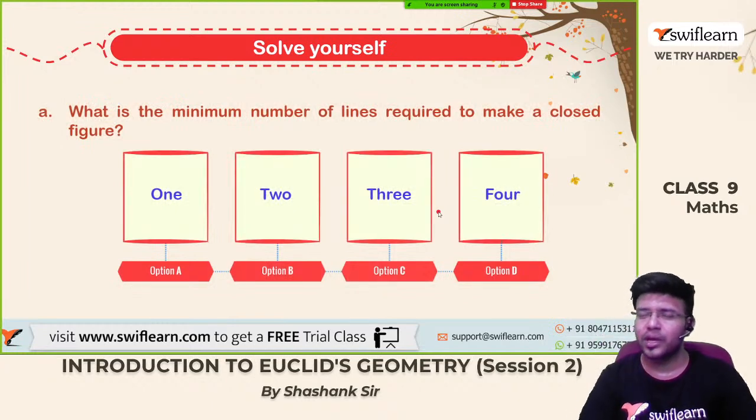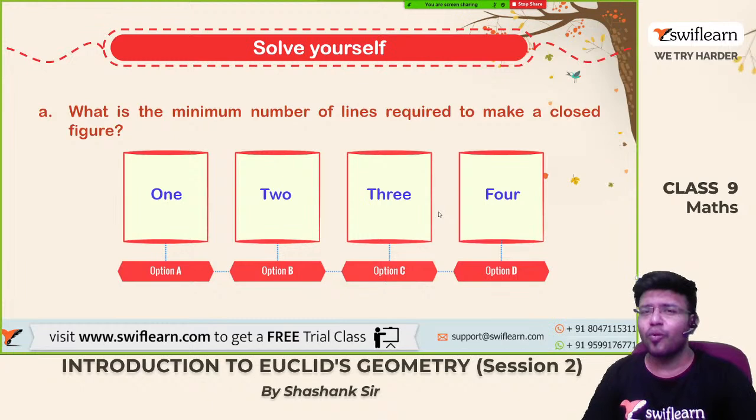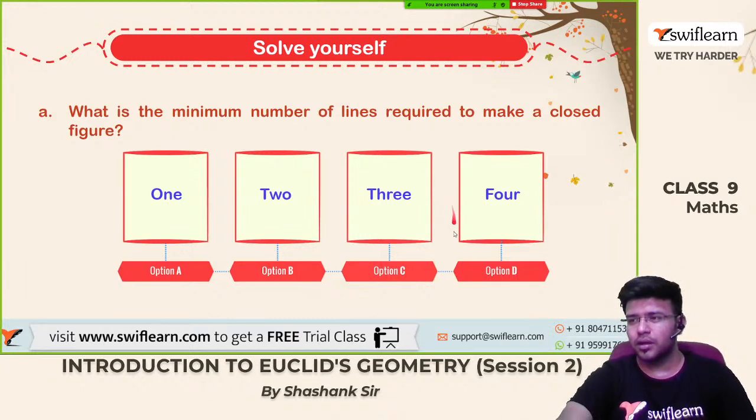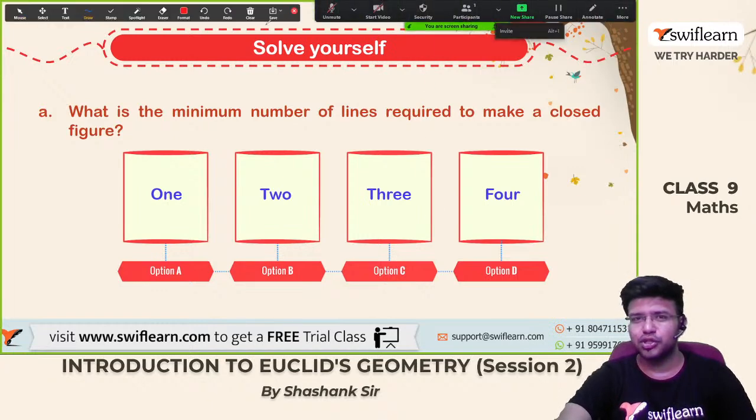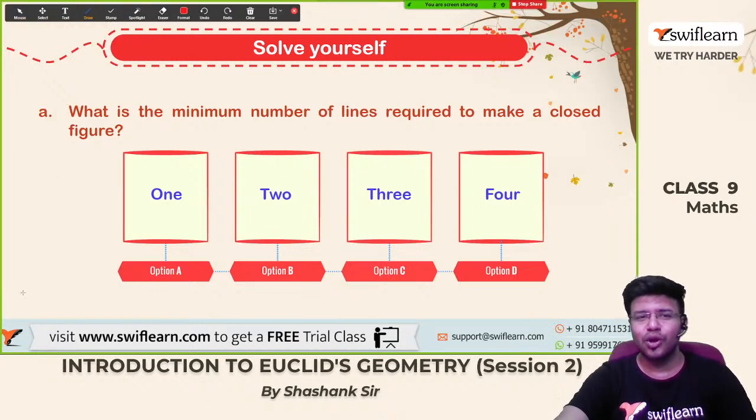Yes, solve yourself now. Let me see whether you can solve all these questions or not. What is the minimum number of lines required to make a closed figure? Let us draw this. You know the answer for this. Okay, I have drawn a line. This is a line, and I have drawn one more line. Now, this seems to be an angle, but what they have asked is the minimum number of lines required to make a closed figure. If I want to close this, I will require one more line.